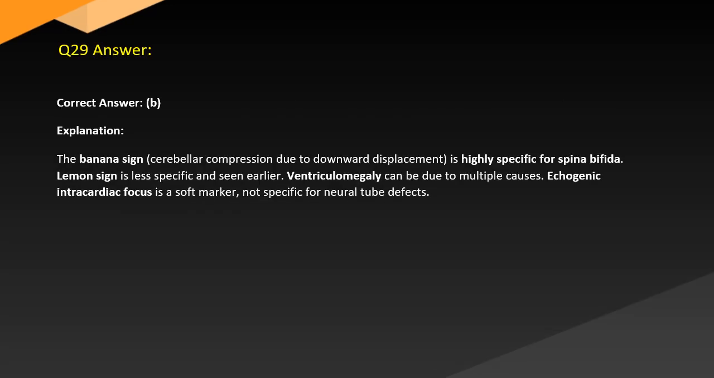Answer. Correct answer: B. Explanation. The banana sign, cerebellar compression due to downward displacement, is highly specific for spina bifida. Lemon sign is less specific and seen earlier. Ventriculomegaly can be due to multiple causes. Echogenic intracardiac focus is a soft marker, not specific for neural tube defects.